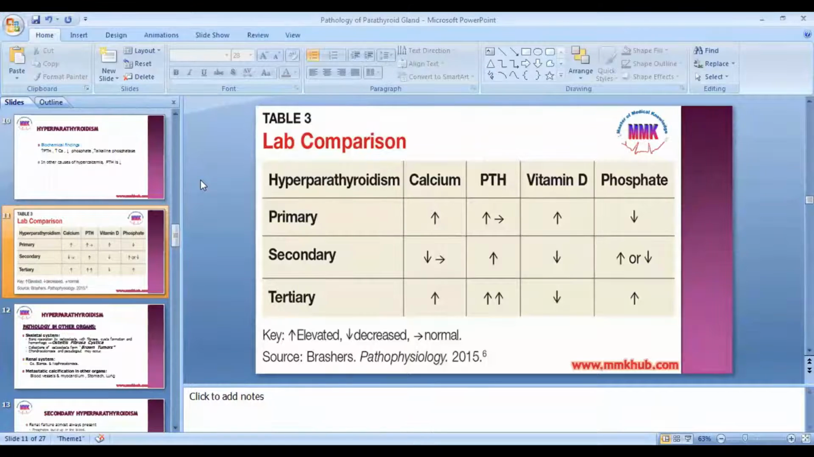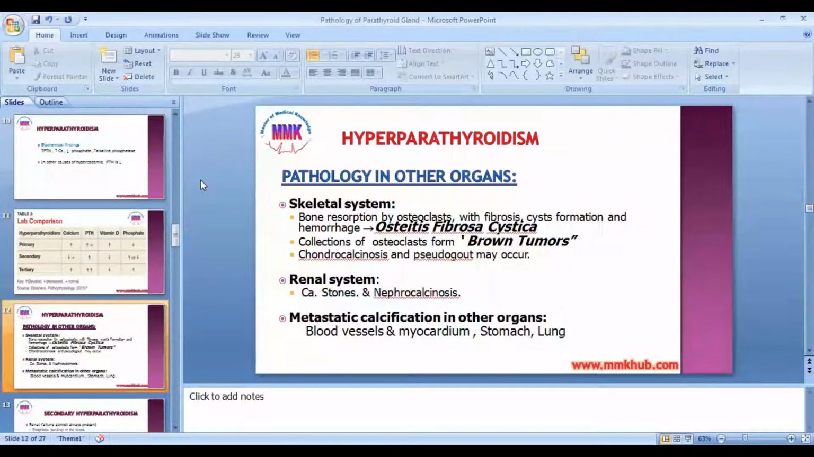hyperparathyroidism, the serum calcium level is decreased and parathyroid hormone level is increased. While in the tertiary hyperparathyroidism, the parathyroid hormone level is much increased as compared to the primary and secondary cases, with the increase in the serum calcium and increase in the serum phosphate. This we will discuss in the next few slides and you will have a much clearer concept about it.